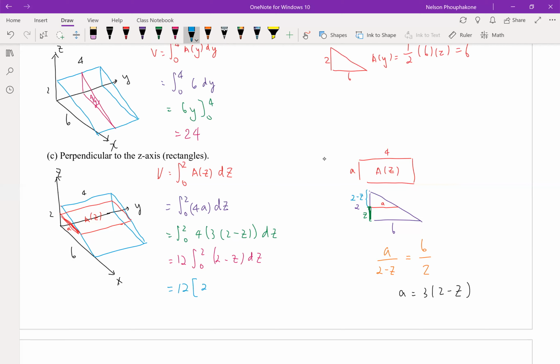So I will have 2z minus z squared over 2, integrated between 0 and 2. So 2 times 2 minus 2 squared over 2. So I will have 4 minus 2, so it is 2.